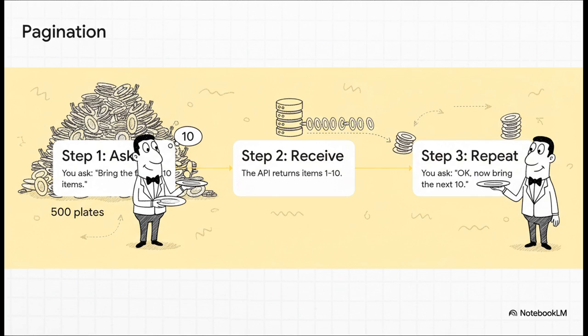In the digital world, this is called pagination. You tell the API, hey, just bring me the first page of results, maybe 10 items. Once you've looked through those, you say, okay, I'm ready for the next page. It's a super clean, manageable way to deal with tons of data.